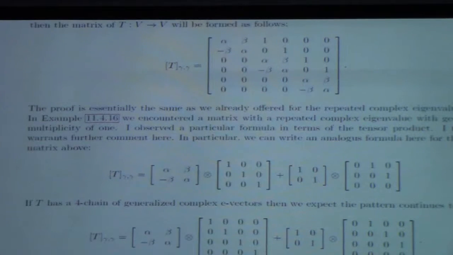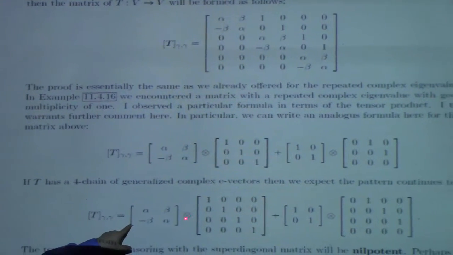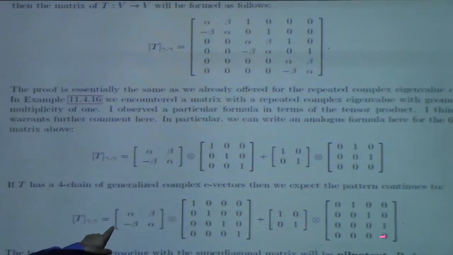And if you wanted to look at a 4-chain of generalized complex eigenvectors, you can see the pattern. You just tensor product this with the identity and this with the standard nilpotent matrix of order 4. This is your canonical nilpotent order 4 matrix. You power that 4 times, you get 0. But the third power is non-zero. The third power of this matrix has a 1 just up here. So you can start to see the patterns if you look at these for a while.